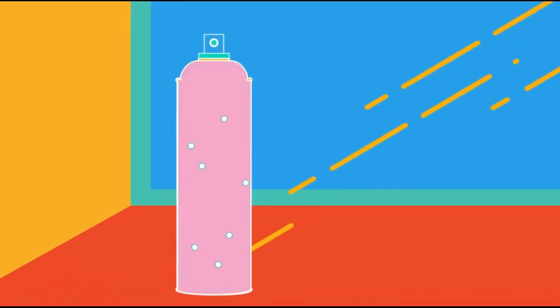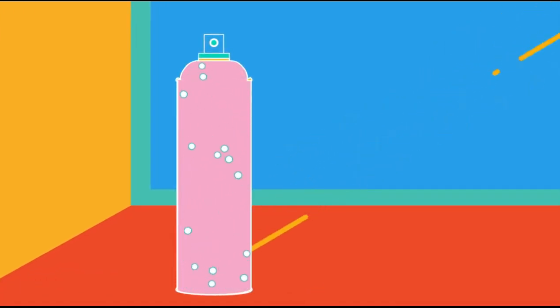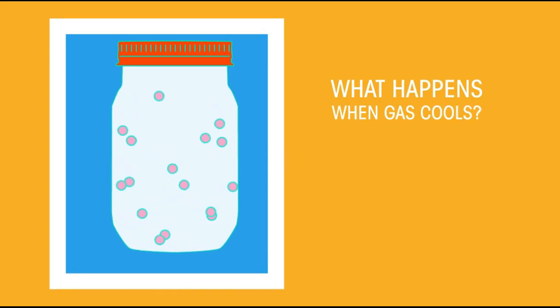Ever read on your deodorant can a warning that says not to leave it in the sun? This is because inside the can is a gas, and as we just discovered, heating up a gas causes the pressure to increase and can result in that can exploding. Not a good idea. So what happens if we then cool down the gas?